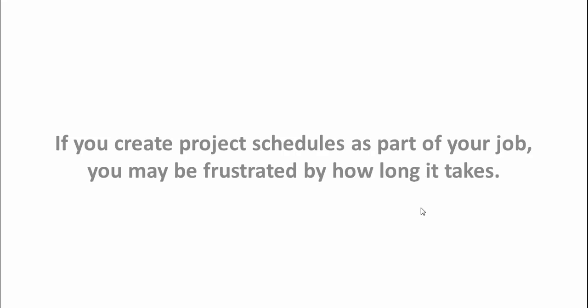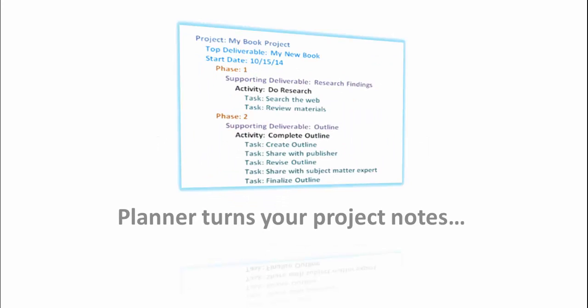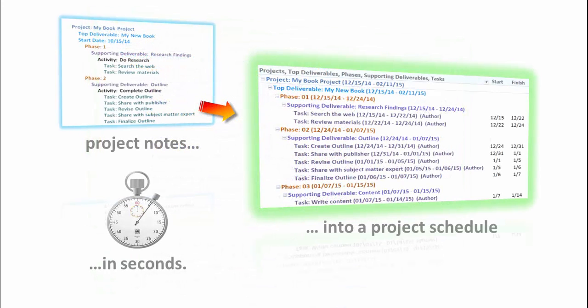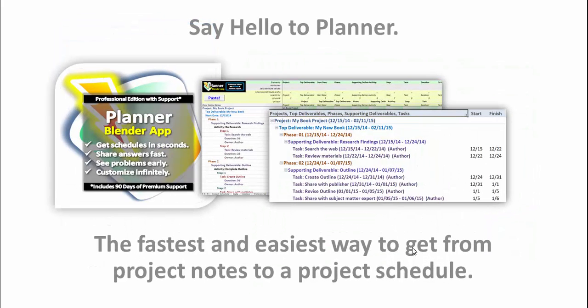If you create project schedules as part of your job, you may be frustrated by how long it takes. There is a quicker way, and it's called Planner. Planner turns your project notes into a project schedule in a matter of seconds. So, project notes to a project schedule in seconds. Say hello to Planner. Planner is the fastest and easiest way to get from project notes to a project schedule.